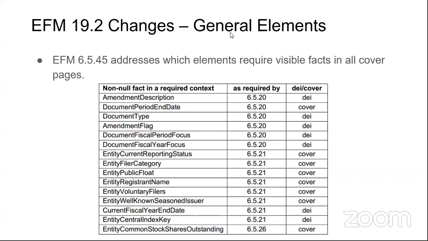So let's take a look at some of the common elements, the general elements. EFM 6.5.45 addresses which elements are required to be visible facts in all cover pages. And these are going to be common to all documents that are filed. Things like amendment description, which is required if you have amendment flag set to true. Interestingly enough, amendment flag looks like it's marked as required to be visible in the Edgar Filer Manual, but I'm not sure if the Edgar system actually requires that.